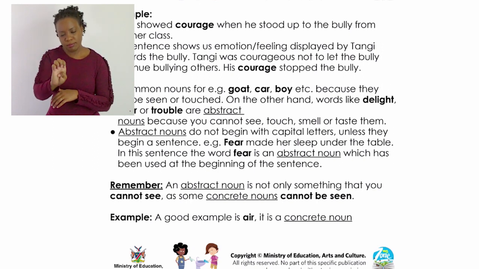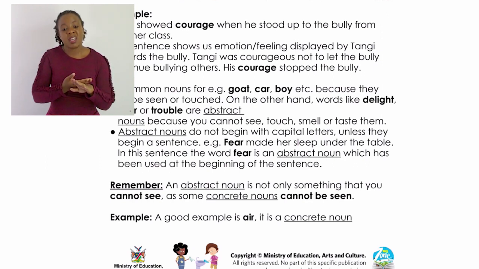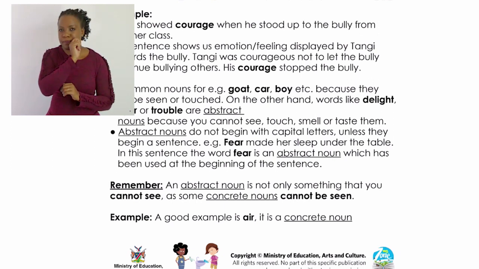Common nouns are like goat, car, boy, etc. because they can be seen or touched. So these are common nouns. Remember last week we talked about the common nouns. On the other hand, words like delight, anger, or trouble are abstract. Somebody is delighted. Somebody is angry. So we talk of anger and delight being abstract. They are not tangible. You cannot touch them. You cannot see anger. You cannot feel it. I mean, you cannot taste it.